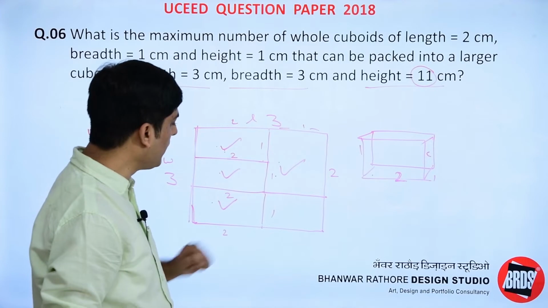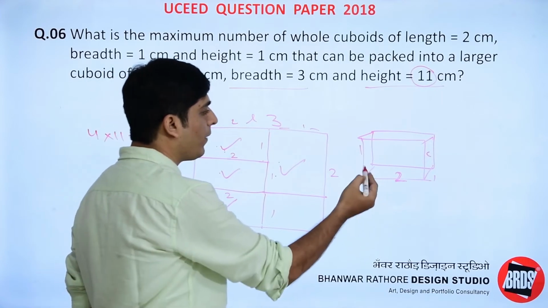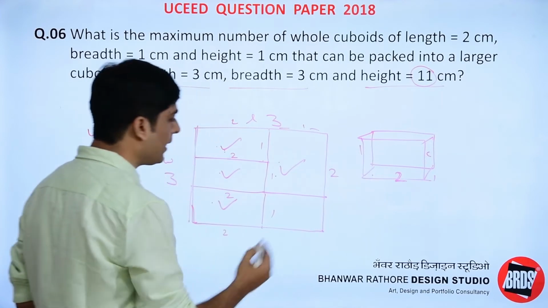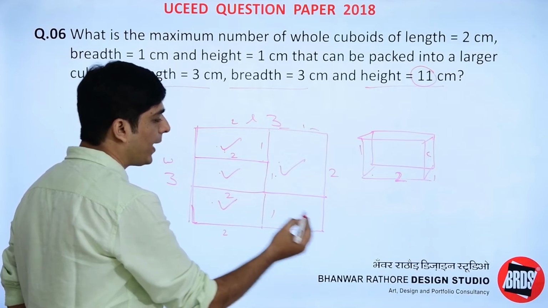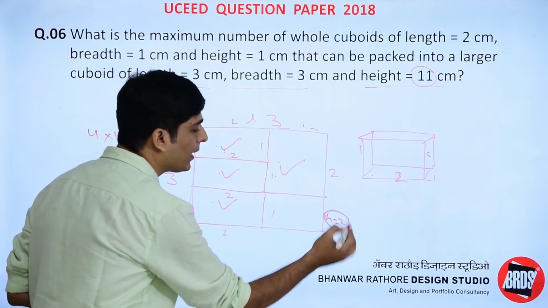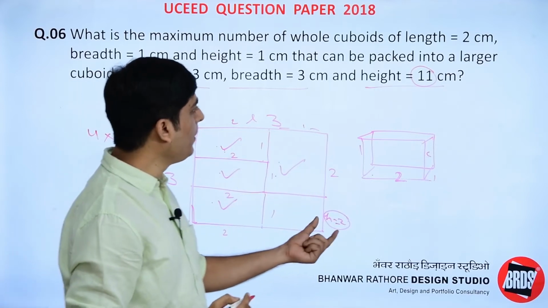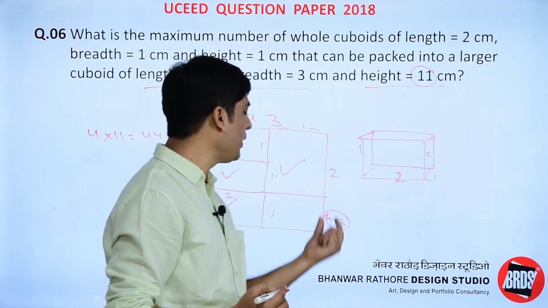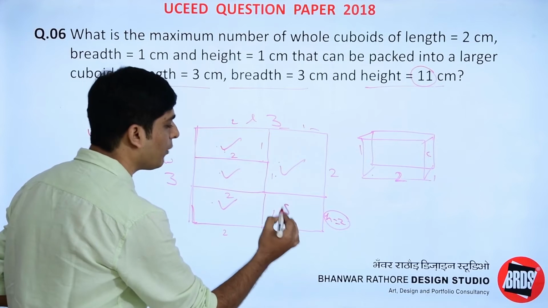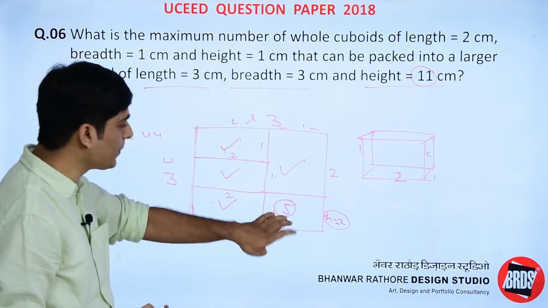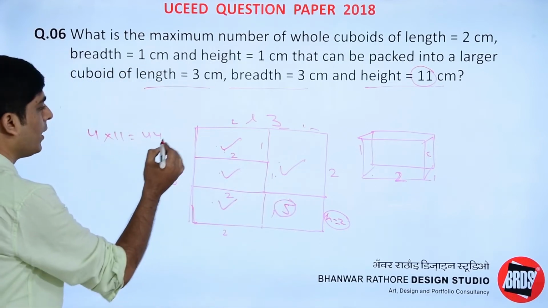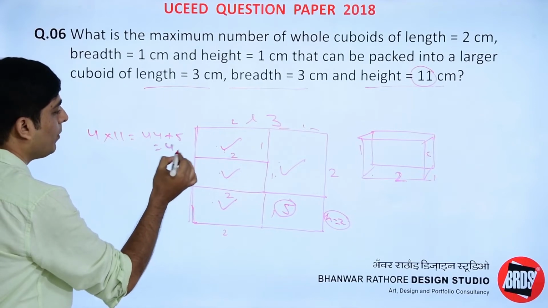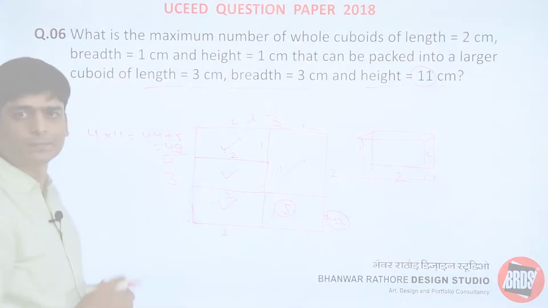Now coming to this remaining one, 1 by 1 by 2. So we will consider length and width 2, now height as a 2. When the height would be 2 and the total height of the larger cuboid would be 11, then 11 by 2 would be 5. It means there can be 5 cuboids on this place. So 44 plus 5, overall answer would be 49.